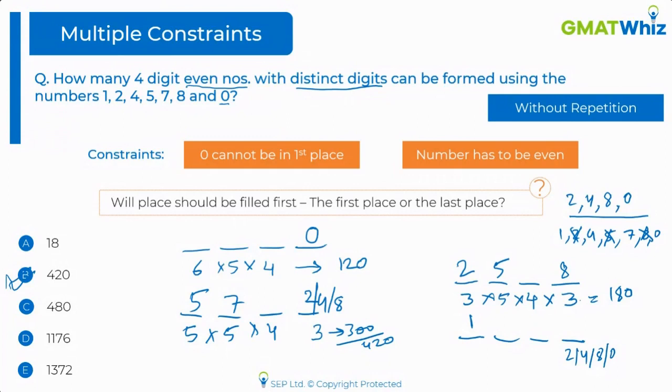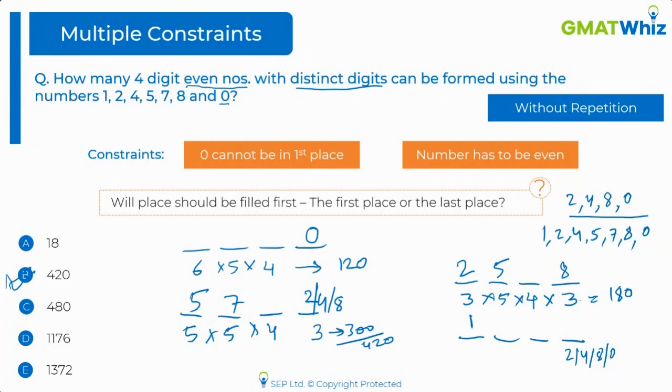Okay, now let's take the second case. The second case is when we start by filling the first place with an odd number. Okay, and let me erase this again. Let me write the numbers again. And trust me, guys, this is very simple, very easy, and very quick. It doesn't take you a lot of time. Initially, it might, but when you start using it again and again, you'll do it very quickly.